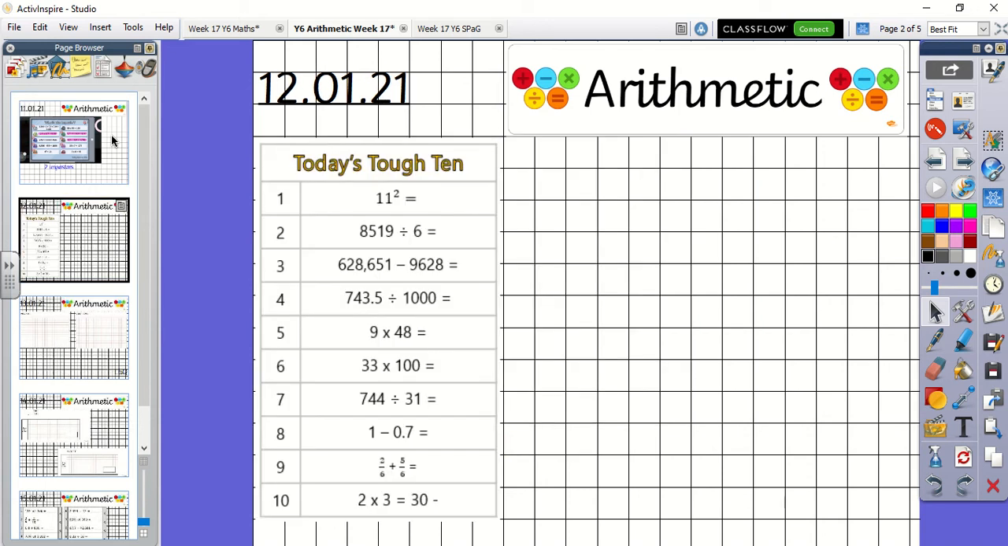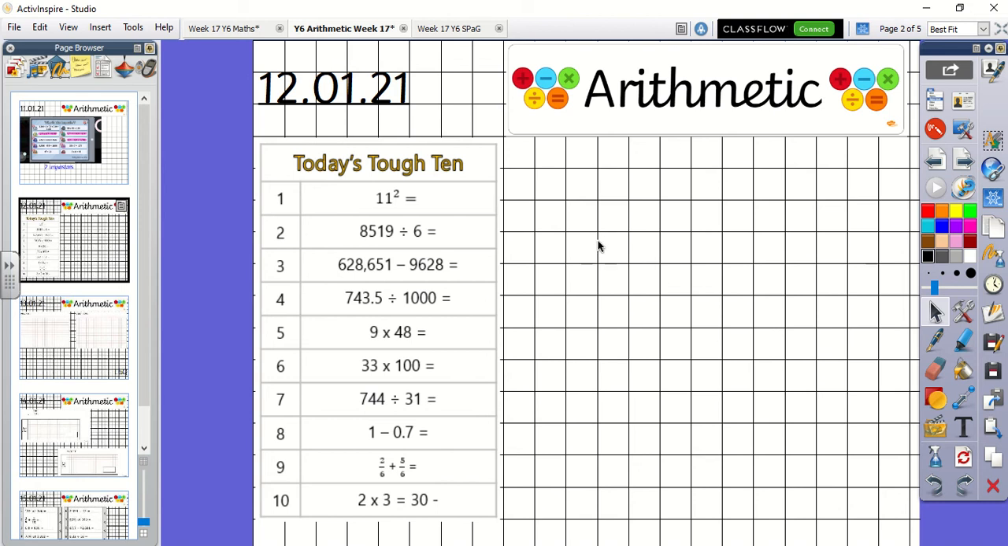Okay then, so on Tuesday, the 12th of January, you have got tough 10 questions, okay? Now these questions aren't really that tough, especially for you super duper lot. So what we're going to do then, you've got some squared numbers, you've got short division, you've got subtraction, you've got dividing by 1,000, and your maths work from last week should help you with that one. You've got multiplication, you've got multiplying by 100, so again, your maths work from last week will be helping you with that one.